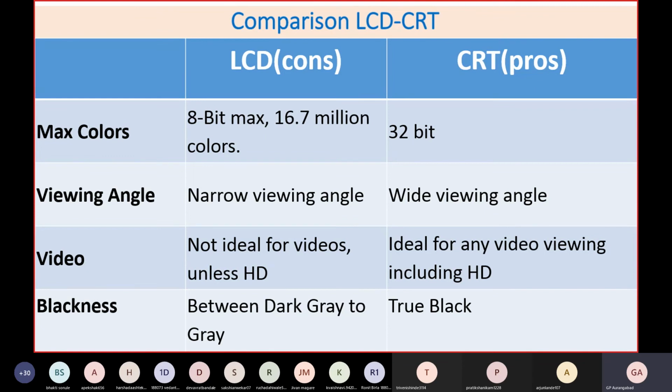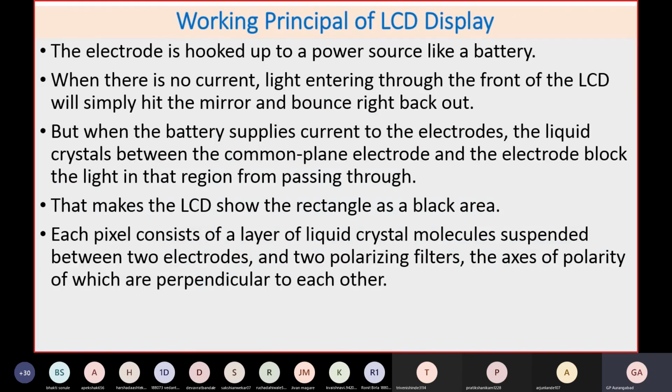Blackness between dark to gray, that means here you will get a true black in CRT. That means exactly black color, dark black color is possible to get in CRT, but in LCD it is very tough to get the dark color, because some of the light gets passed through the horizontal or vertical filters, and because of this you can get dark gray, but you cannot get exactly blackness in this type of LCD.